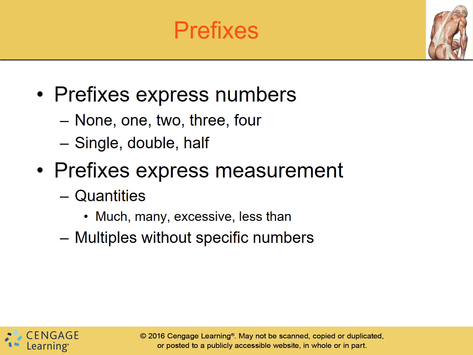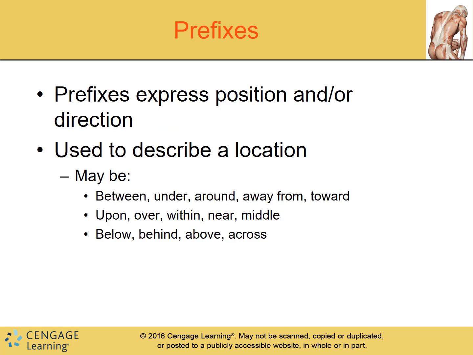Single, double, or half. We also have quantities: much, many, excessive, less than. Multiples without specific numbers. They can do position, direction, so between, under, so we have like intracostal, which literally means between the ribs. Intra, which is within, like intravenously: the needle will go within the vein is what it's meaning.